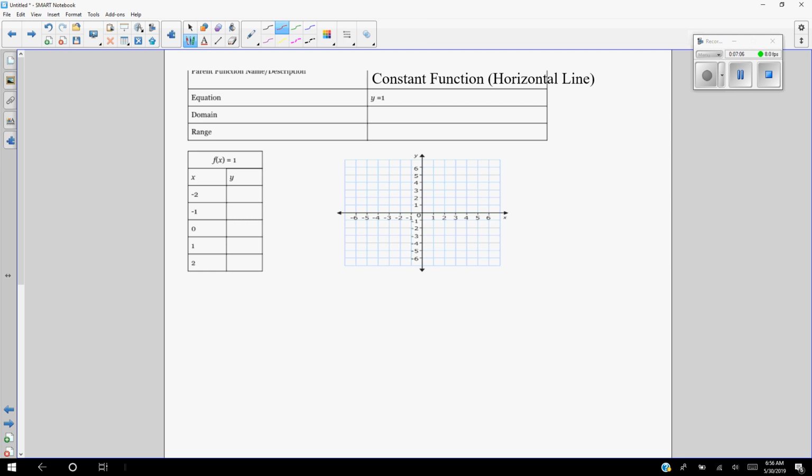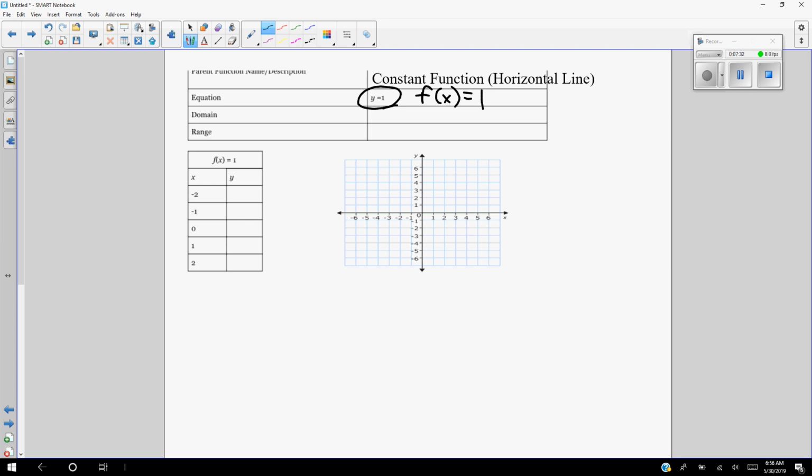And then the last type of function we're going to talk about is the constant function. This is just a horizontal line graph. And you see one more time I use the notation y equals 1. Remember, that can also be written as f of x equals 1. Same thing.